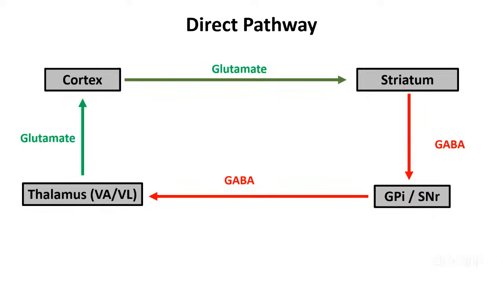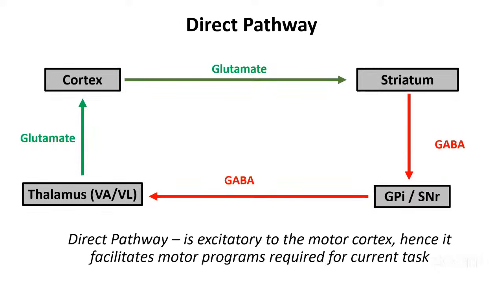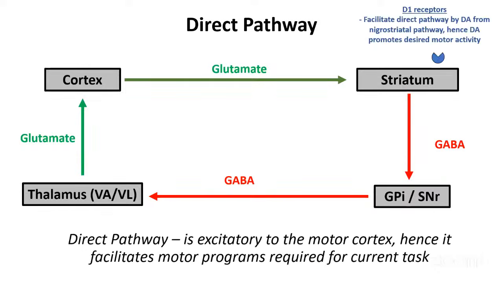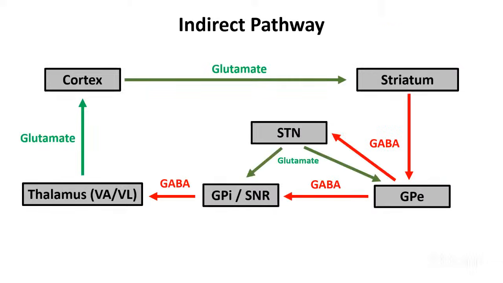So the direct pathway is a facilitatory pathway, and its dysfunction leads to hypokinetic movement, that is bradykinesia and rigidity, seen in idiopathic Parkinson disease. Next. So the direct pathway is excitatory to the motor cortex. So it facilitates the motor program required for the current task. Next. Now, next is the indirect pathway.